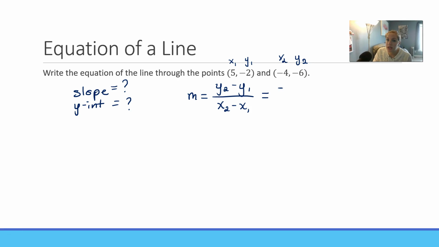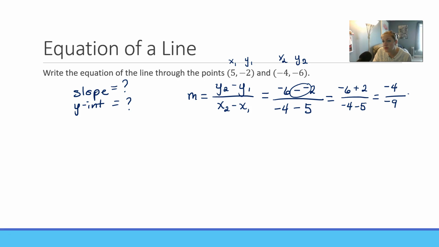So y2 would be -6 minus y1, -2. x2 is -4 minus x1 is 5. 2 negatives turn into that positive. -6 plus 2 is -4. This would be -9. The 2 negatives turn into a positive because you're dividing the 2 negatives. So this is actually positive 4/9. Sorry I couldn't give you a better slope. It's pretty nasty slope. That's okay. So we have the slope now.